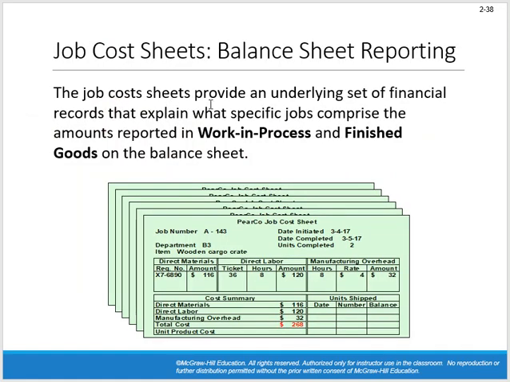So the job cost sheets provide an underlying set of financial records. It's the backup data that explain what specific jobs comprise the amounts reported in WIP and finished goods on the balance sheet. So if we had literal paper copies of these job cost sheets and we could have a stack of all the ones that weren't finished yet, the sum of all that should be what's in our WIP account. And then if we have another stack that, okay, these are all the jobs that we've finished but we haven't sold yet, meaning we haven't been paid for them yet, if we stack all those ones up that are finished goods, that should sum up to our finished goods on the balance sheet.